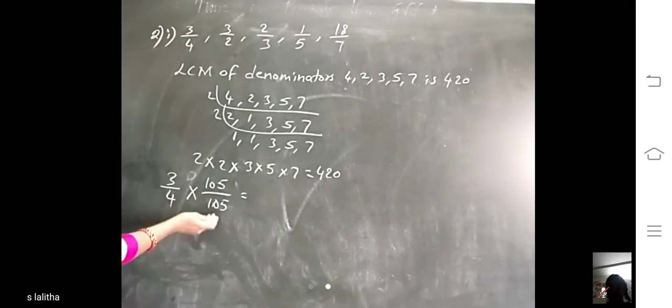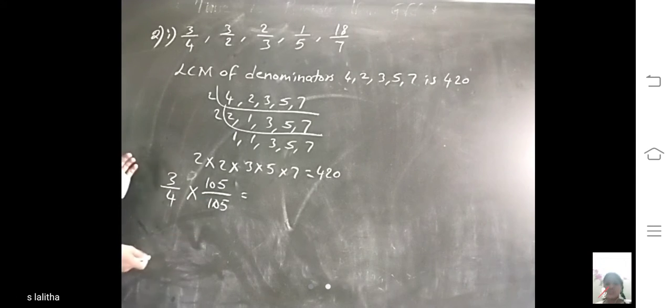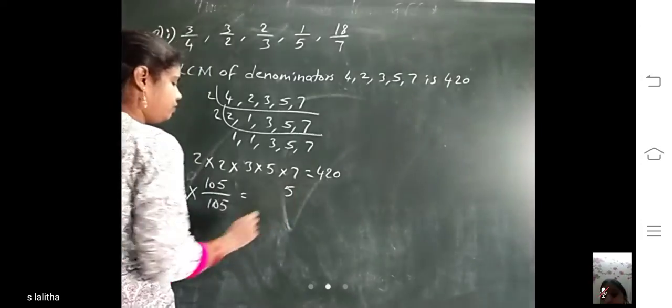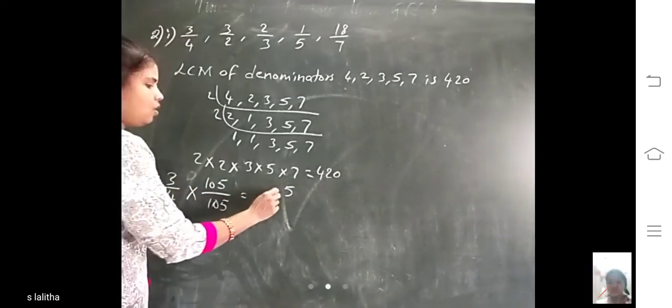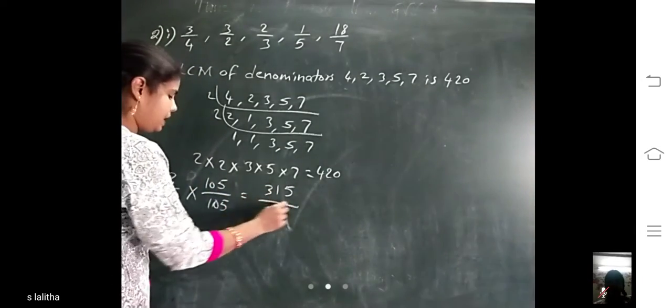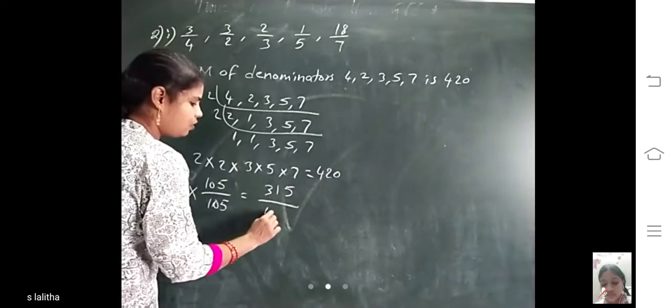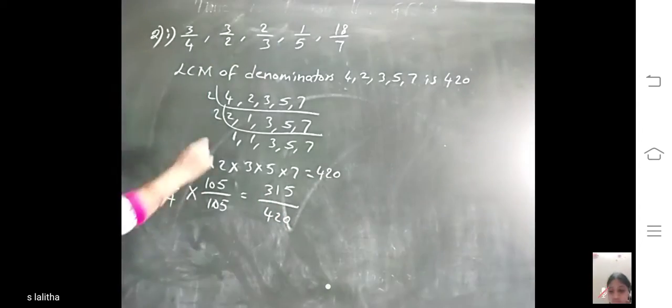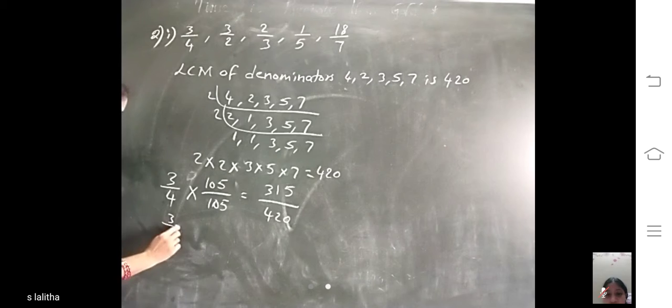So you have to multiply both numerator and denominator by 105. 3 into 105, how much? 3 5s are 15, 1 is remaining, 3 0s are 0, 3 1s are 3. So 315. By 4 into 105 is 420. Next, the second fraction 3 by 2.